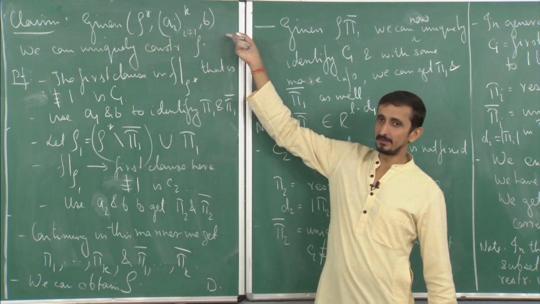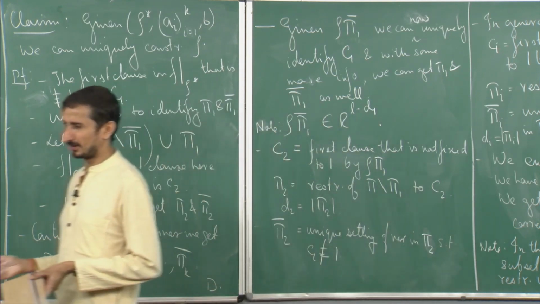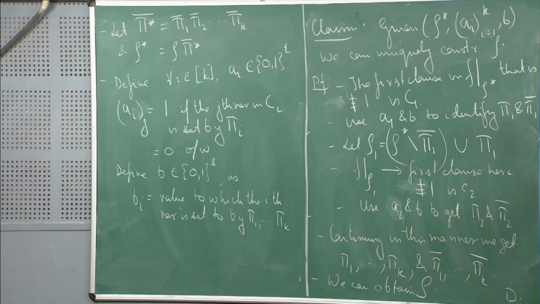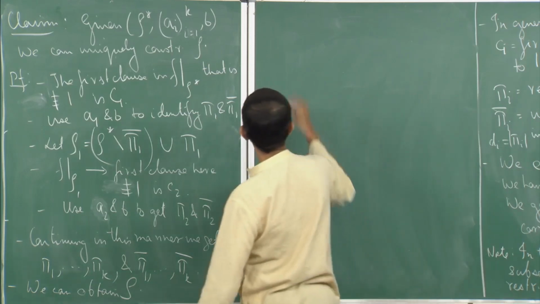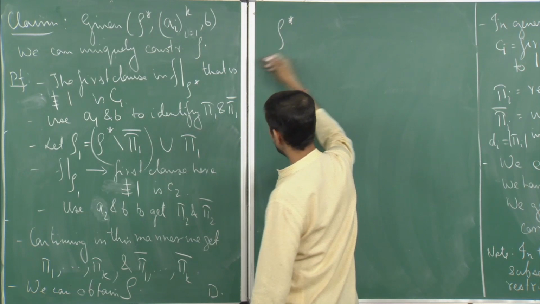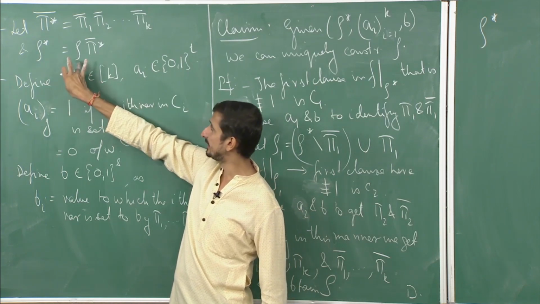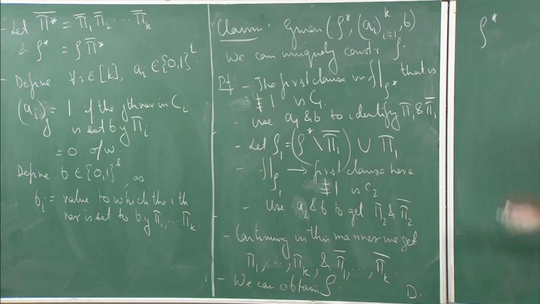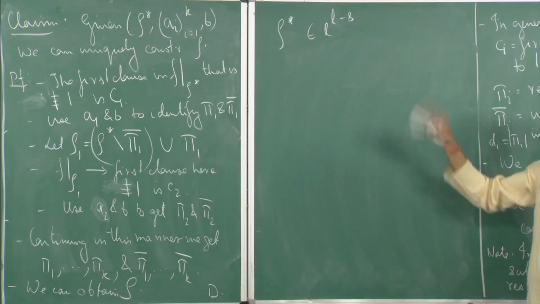That this string comes from a set of size r to the power l minus s times w. The r to the power l minus s is clear, because how many variables are restricted in rho star? Already I have l variables restricted by rho, and pi star bar is restricting another s variables. So rho star belongs to r to the power l minus s. That many variables remain free. So that part is done.